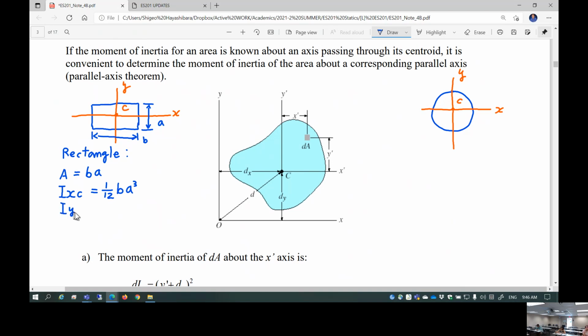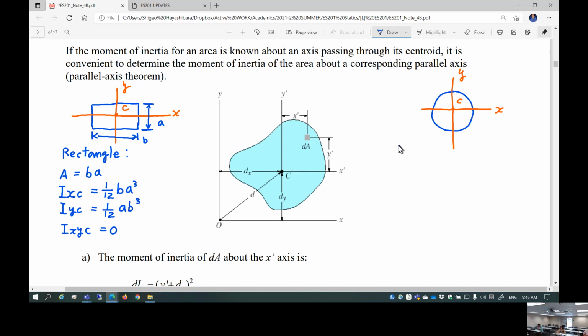Moment of inertia Iy of C. In other words, moment of inertia about the y-axis going through the centroid. This is 1/12 AB cubed. Now, I'm going to cover something called cross product of inertia, Ixy, of the centroidal axis. This is 0. Don't worry about this too much. I'm going to cover that. This is the cross product of inertia.